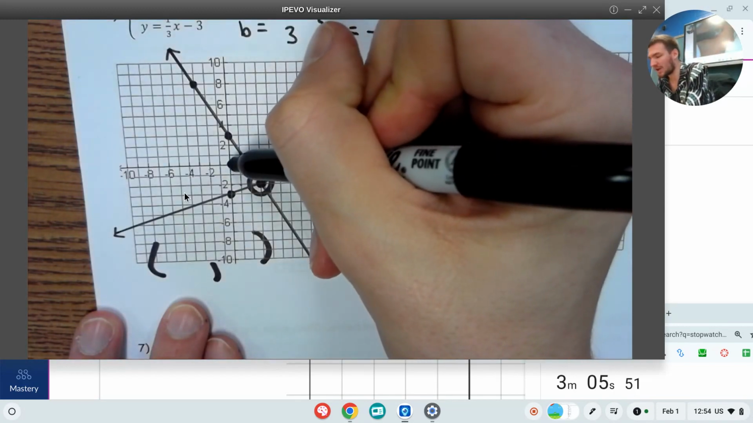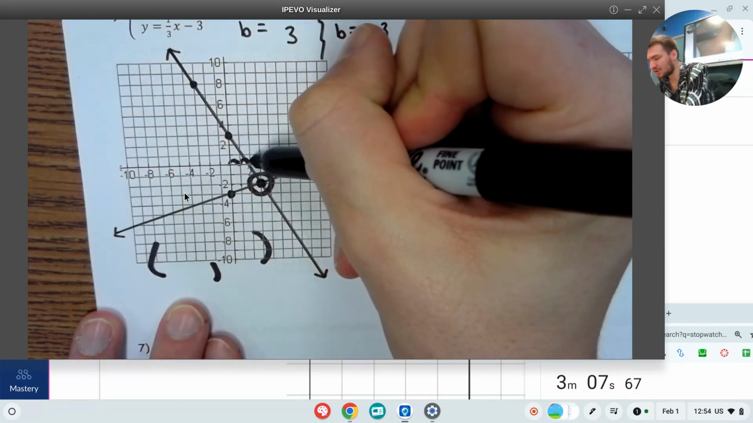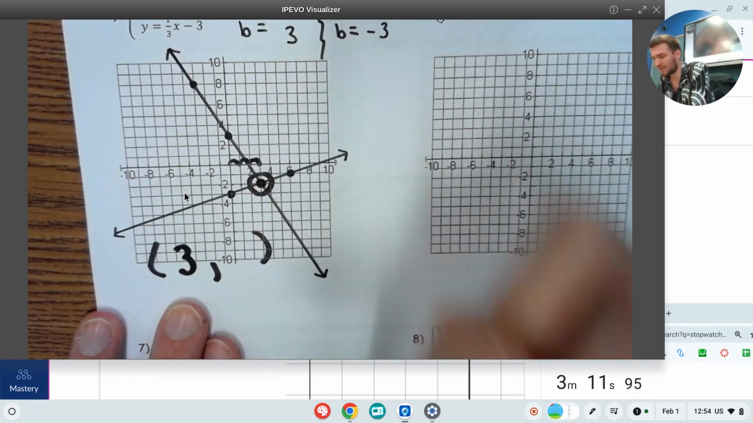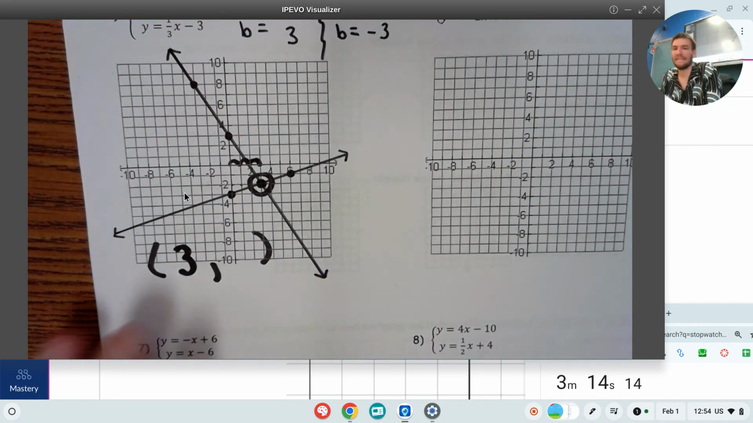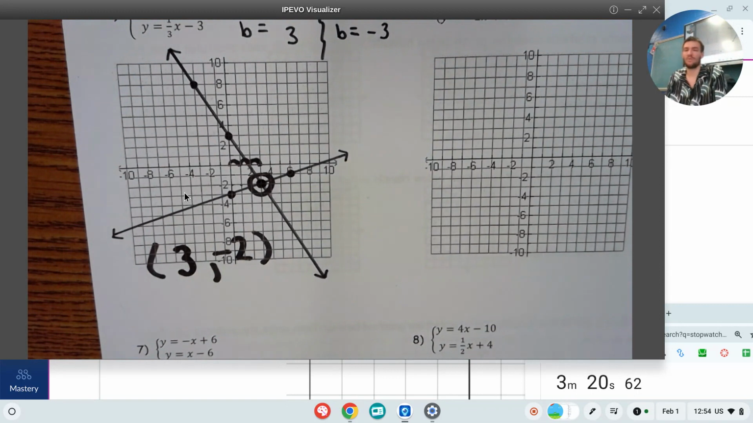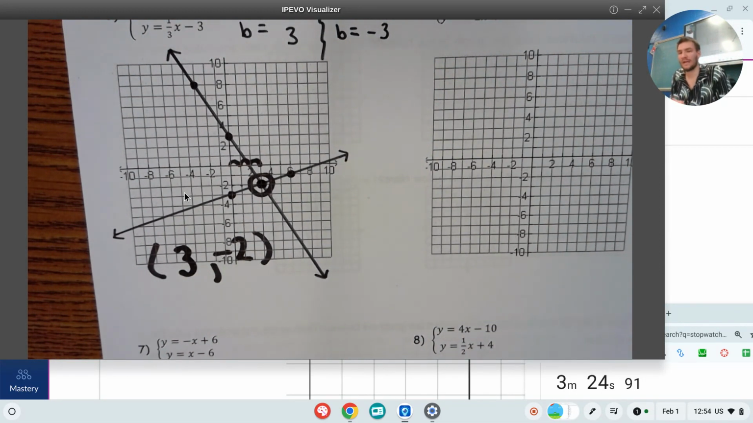How much do I have to go over? 1, 2, 3 in the positive direction. So I'm going to start with a 3. And then how much do I have to go down? I have to go down negative 2. So we're going to write parentheses 3, comma, negative 2. And that is a simple process.